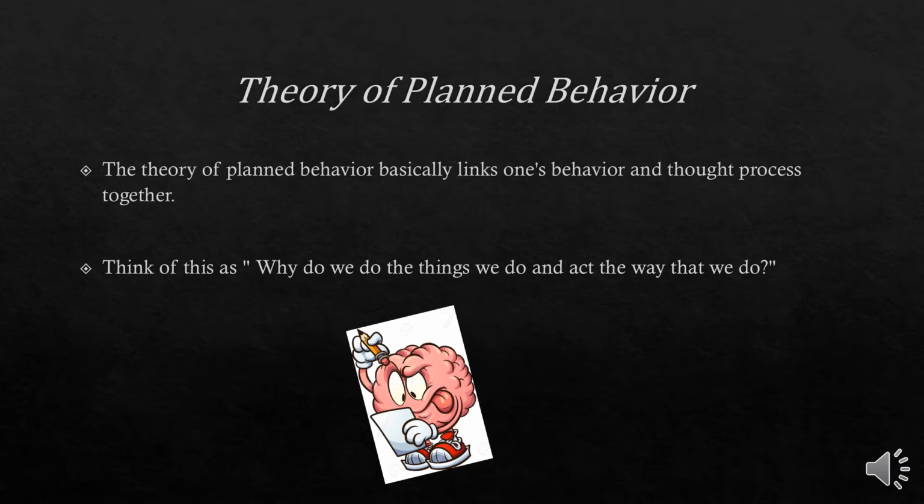is basically the theory of planned behavior links one's behavior and thought process together. It's saying that your thought process is the determining factor of the behaviors that you're going to act out. I don't know if act for is actually a word, but it links together your thoughts and your actions. So like I said right here, think of this as why do we do the things we do and act the way that we do?